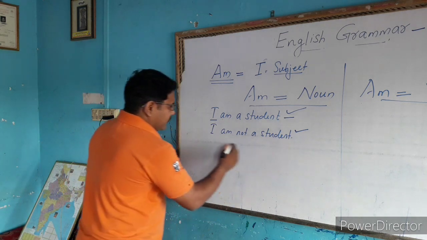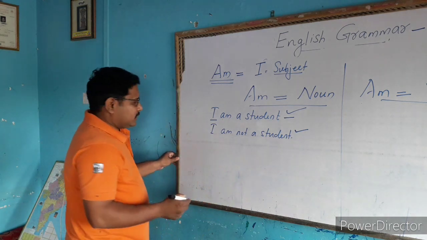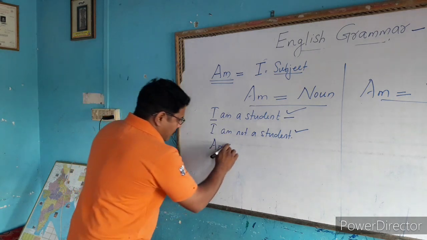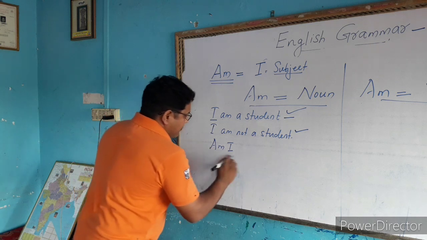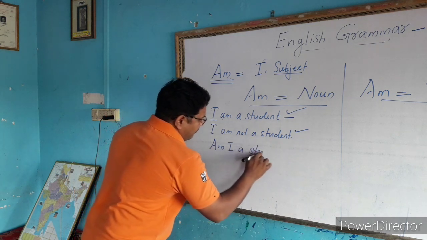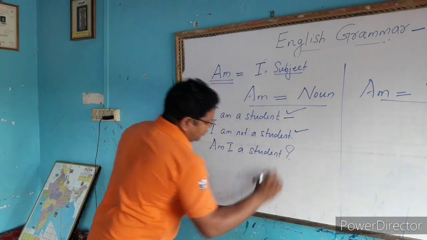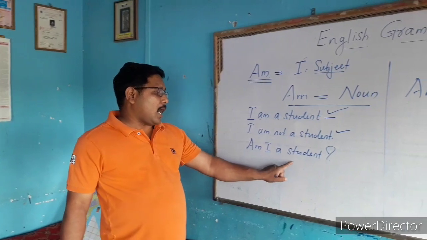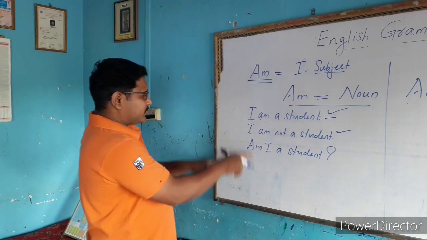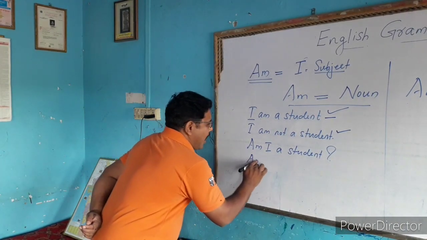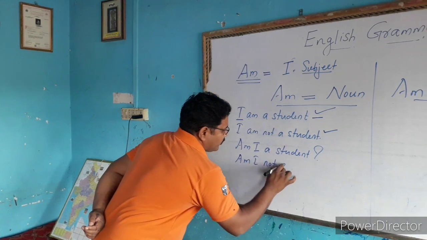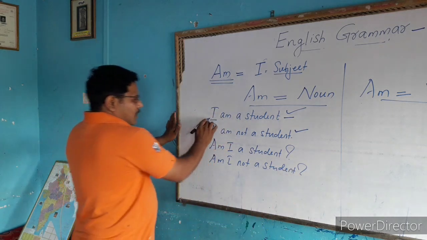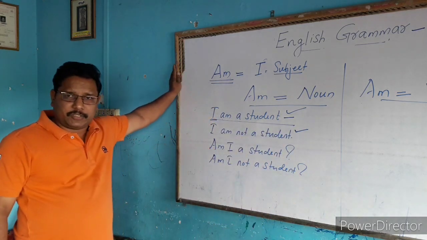So look at this sentence. The auxiliary verb we write in the first place, and am I a student? The question mark. क्या मैं एक विद्यार्थी हूं? Am I a student? So these three sentences. Am I not a student? Question mark.